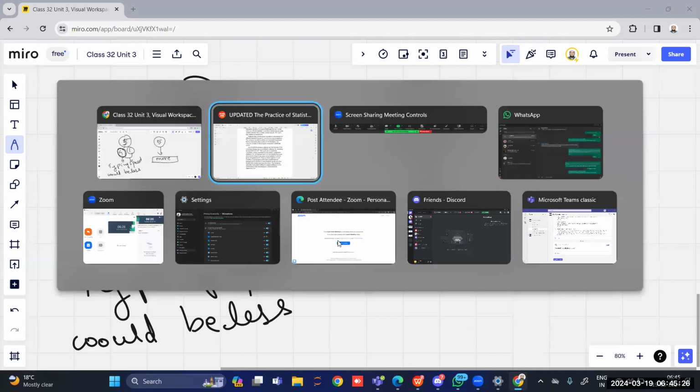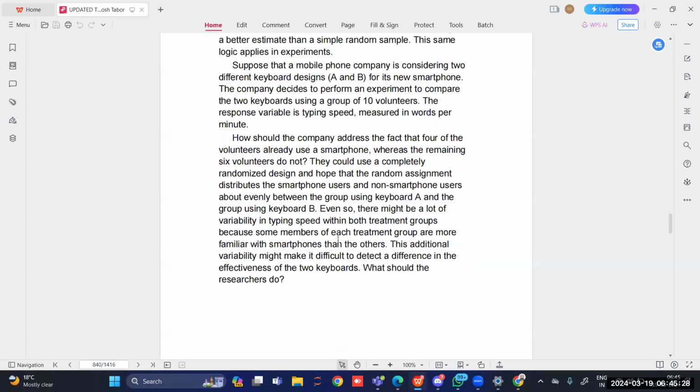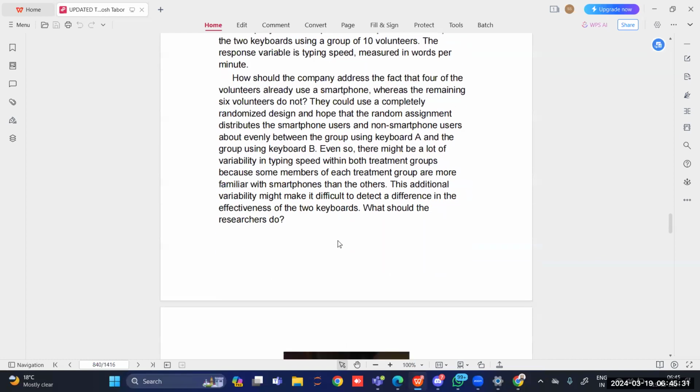That's the reason. So what will we do now? Even so, there might be a lot of variability in typing speed within both treatment groups, because some members of each treatment group are more familiar with smartphones than the others.